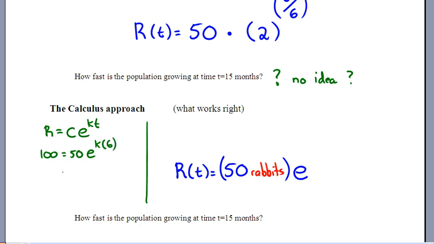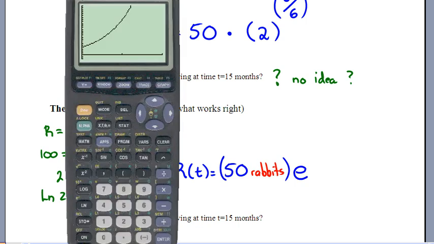Okay, well, I could divide by 50. 2 would equal e to the k times 6. So if I want to solve for k, I'm going to have to take the ln of both sides. ln 2 is equal to k times 6. If I want to know what the k is, I'd have to take ln 2 and divide by the 6 months. So ln of 2 divided by 6. Some weird number. Doesn't feel right, but it's going to work really well.